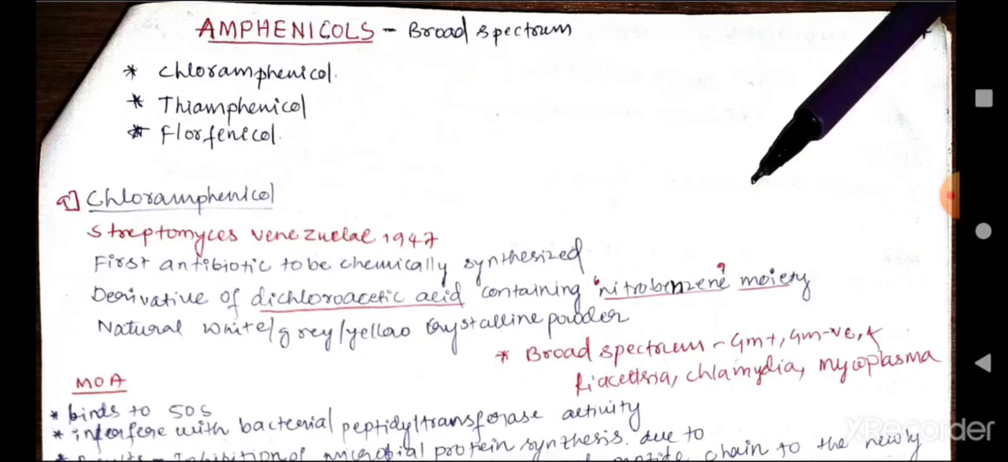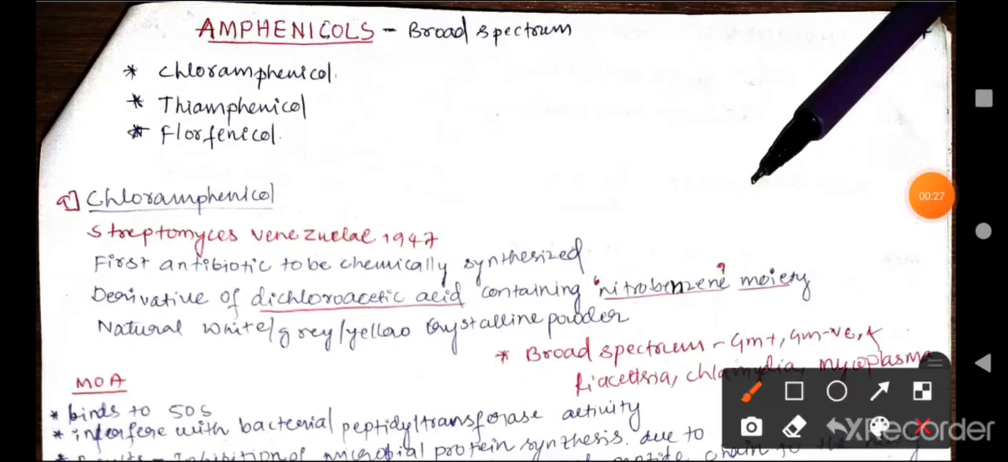Now in this video, we will discuss amphenicols. They are broad-spectrum antibiotics which include chloramphenicol, thiamphenicol, and florfenicol. Now let us come to chloramphenicol.